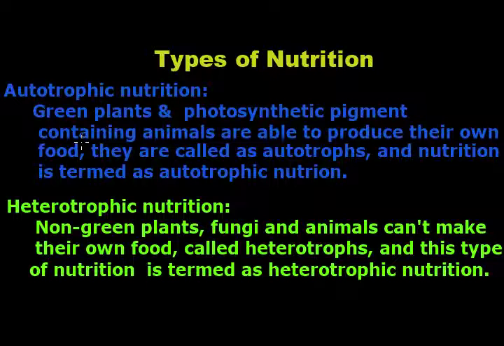We all know that green plants contain chlorophyll. With the help of these photosynthetic pigments, these organisms are able to produce their own food. And that's why they are known as autotrophs. That means they can produce their own food. And this type of nutrition is known as autotrophic nutrition.